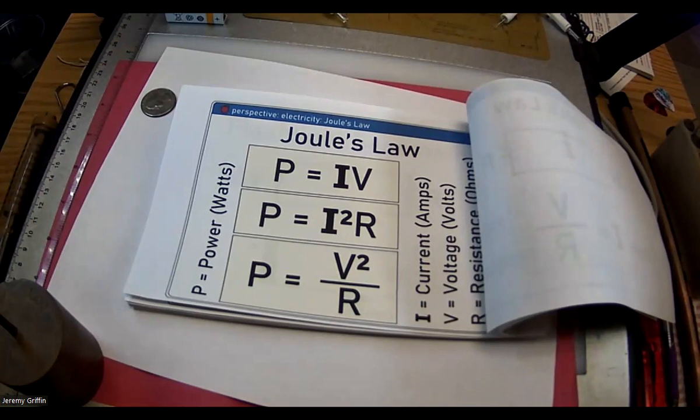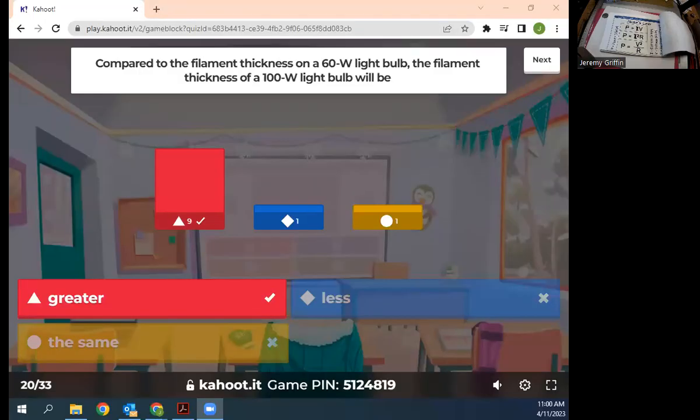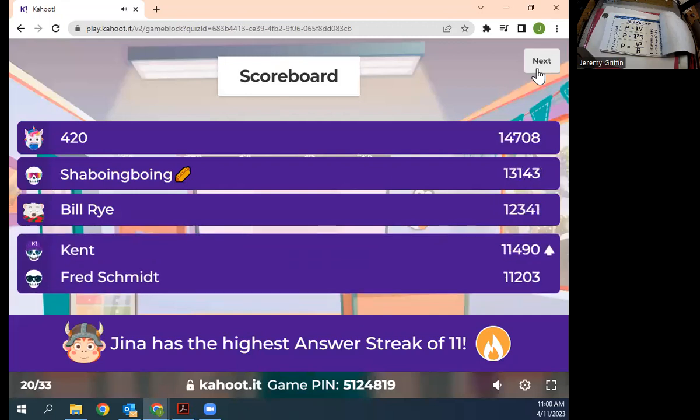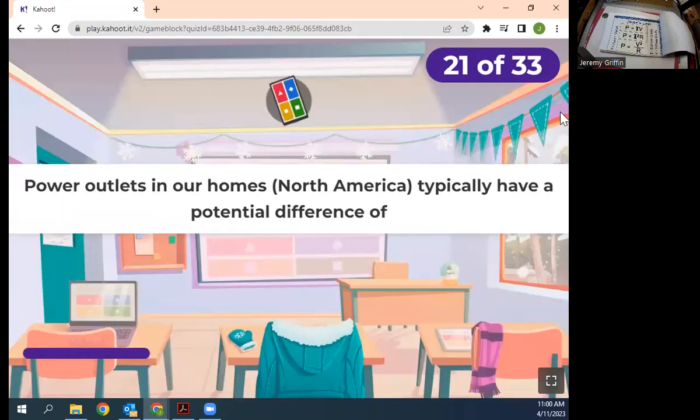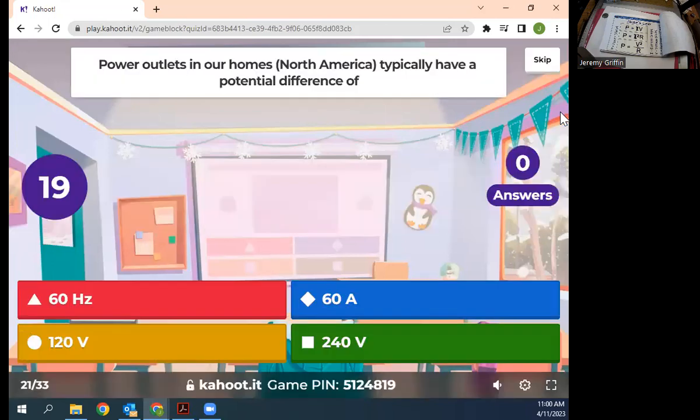When you build a light bulb, really the feature of the light bulb that pops up in those equations is the resistance in the resistor, some number of ohms. They might stamp on it how many watts it is, but that corresponds to some voltage input for some particular market. Power outlets in our homes, North America, typically have a potential difference, not frequency, potential difference.